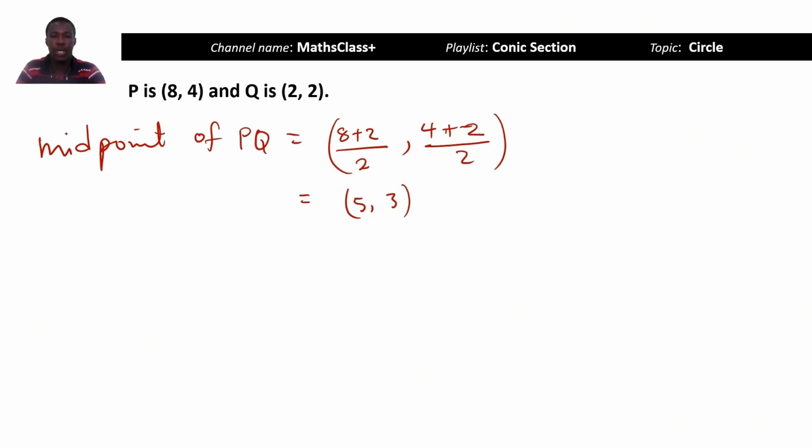Now I have the midpoint and I have 2 points on the circumference. So I can take the midpoint, which happens to be the center. So let me now call it the center. So the center and any point on the circumference. You remember how we find the equation when the center and a point on the circumference are given. So that one, we are going to find our radius.